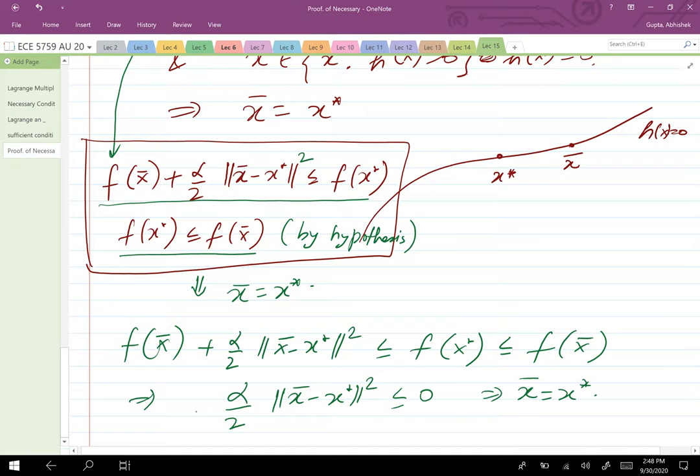Okay, so this term has to be greater than or equal to zero because it is some norm squared, so it has to be non-negative. And what we have just shown is that actually it is less than or equal to zero, so therefore it must be zero, and therefore x bar must be equal to x star.